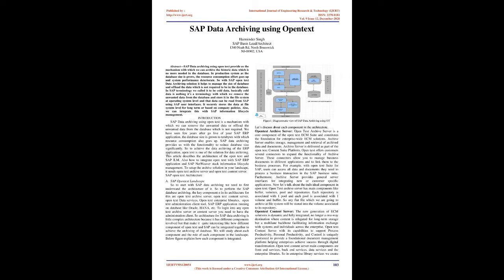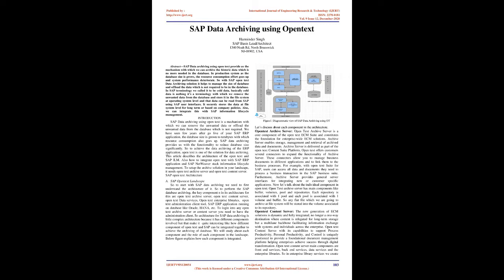To start with SAP data archiving, we need to first understand its architecture. To perform SAP database archiving, the key components in the architecture are OpenText Archive Server, OpenText Content Server, OpenText Data Services, OpenText Enterprise Libraries, the OpenText Administration Client Tool, and the SAP ERP application running on a database like Oracle, HANA, etc. To log in to any OpenText Archive Server or Content Server, you need to have the administration client.